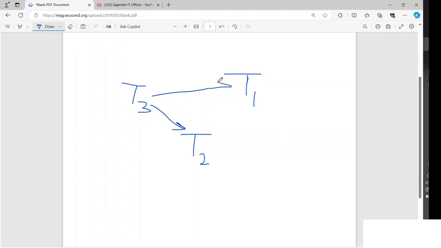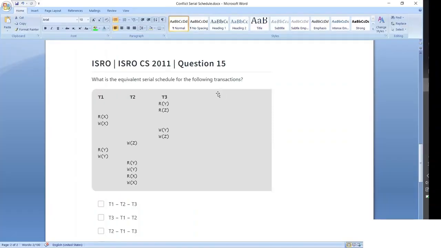T3 to T1 because of Y, because he is doing a write on Y and the other is doing the read on Y. In Z also, T3 to T1. So we have already drawn that edge, no need to draw again. Check any write on T1. T1 has a write on Z? No, there is none.